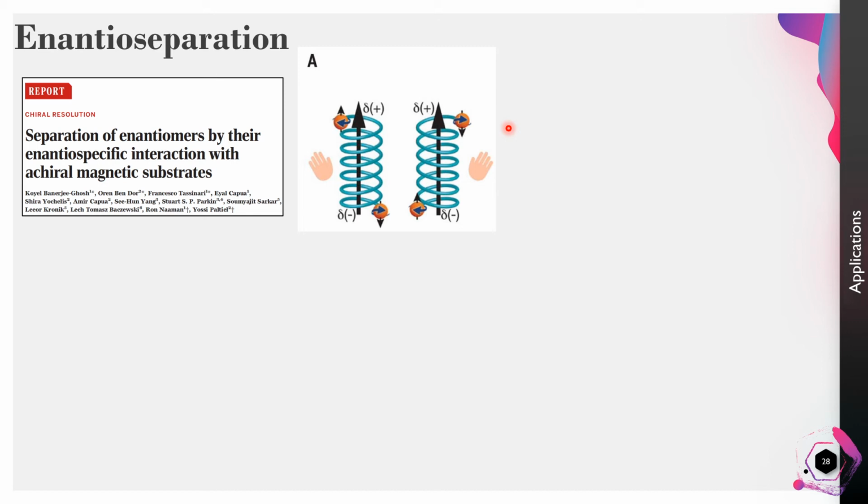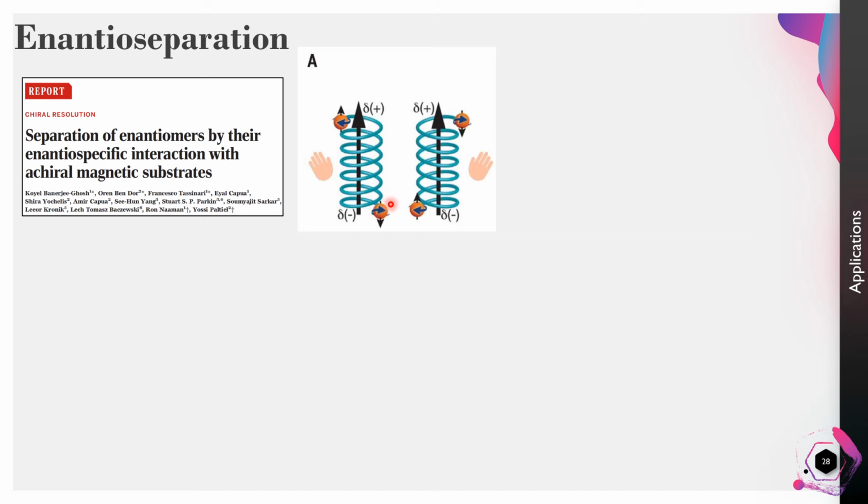Now, how this works is that when a chiral molecule, let's take the left and right-handed enantiomers of this helix, approaches some substrate, they are charge polarized, as indicated by the delta minus and delta plus. Now, this charge polarization induces a spin polarization in the chiral molecule, due to the potential difference driving electrons through the molecule and one spin being preferred over the other.